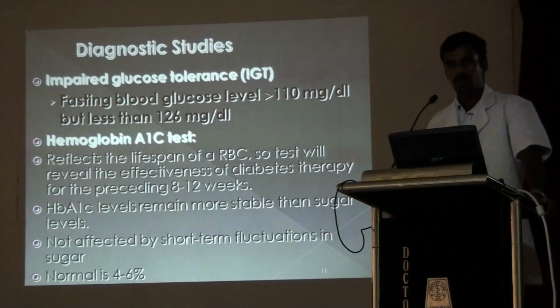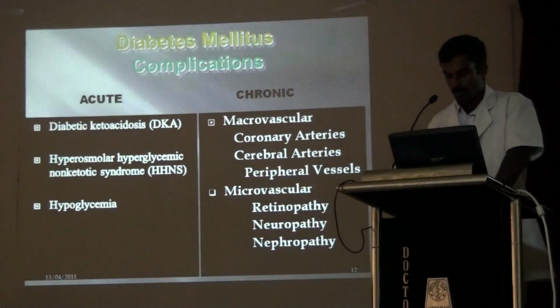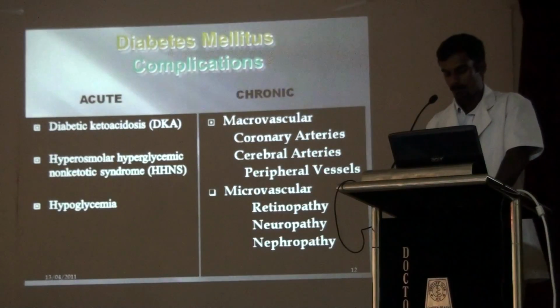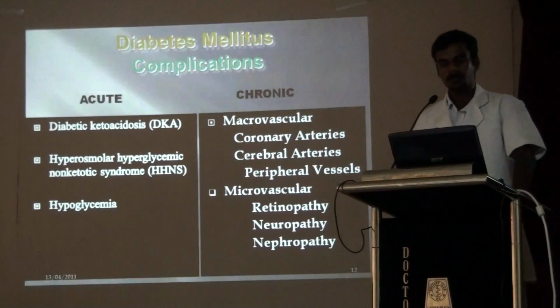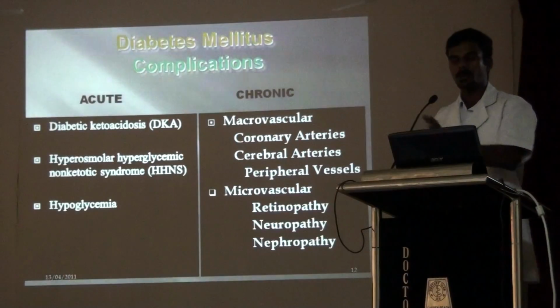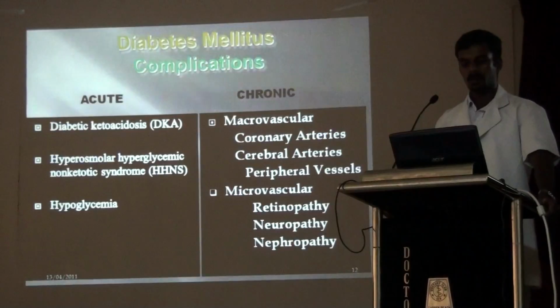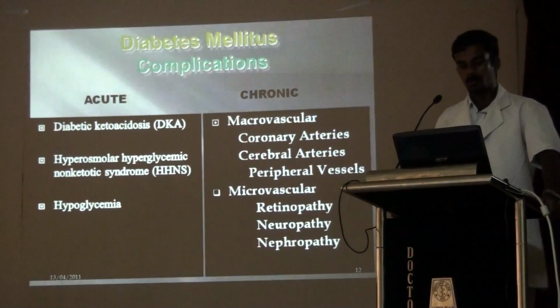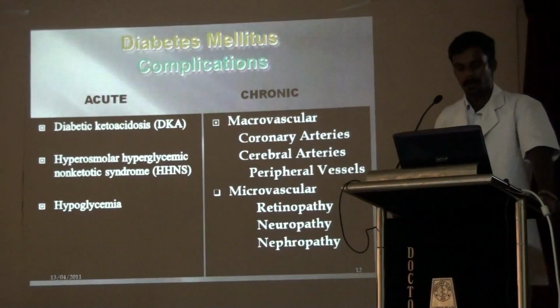The normal value is around 4 to 6%. If it is more than 6%, there is a chance for diabetes. Then comes the complications. What are the complications of diabetes mellitus? Mainly, for each and every condition, there will be acute and chronic complications, that means immediate and latent complications. The acute complications include diabetic ketoacidosis, a well-known one, otherwise called DKA.